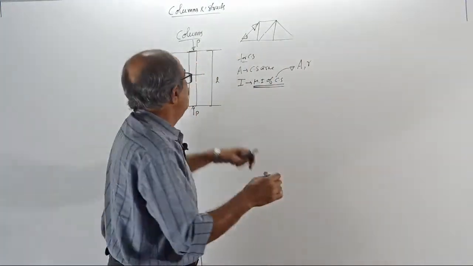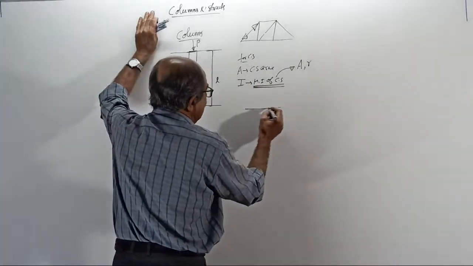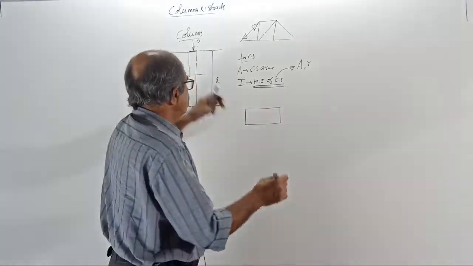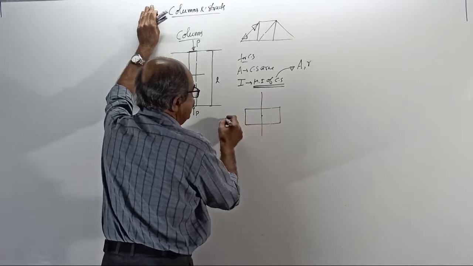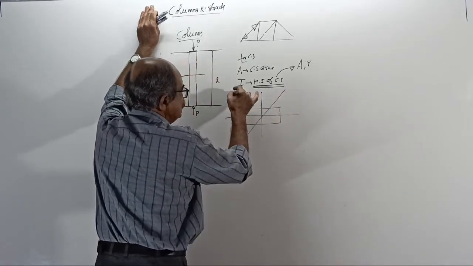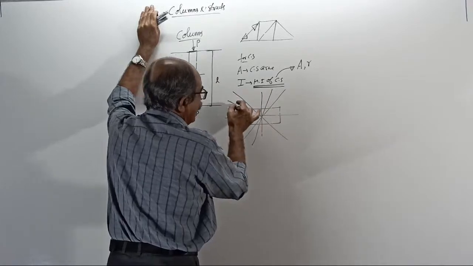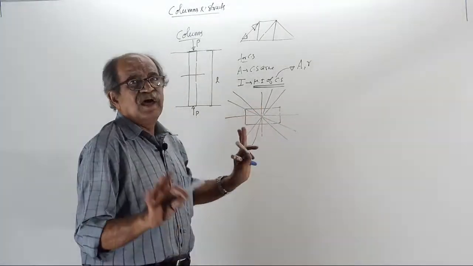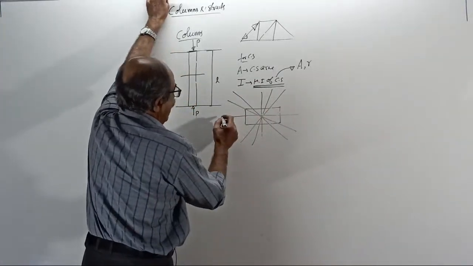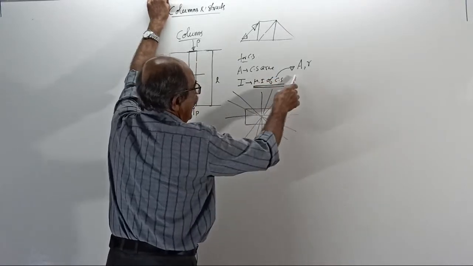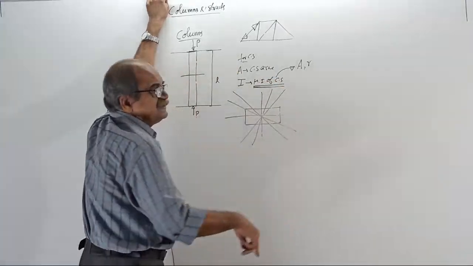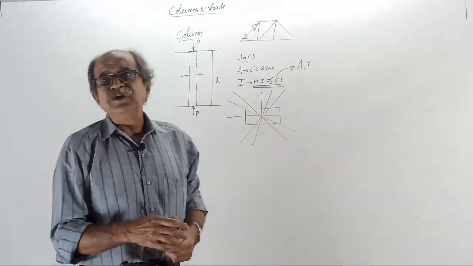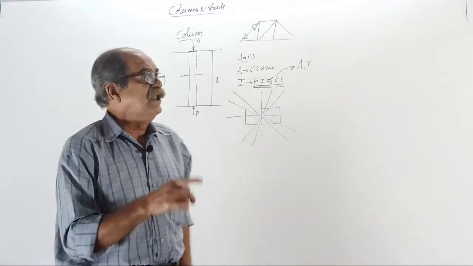Now, make a note. When you consider the cross section, it can be a rectangular section, circular section, I section, any shape. Through the CG, there are an infinite number of axes passing. Area is area, that's all. But when you tell I, I about XX, I about YY, I about some other axis, there are infinite numbers of axes. Can anybody tell which I you have to consider in strength of materials? I will tell the reason later.